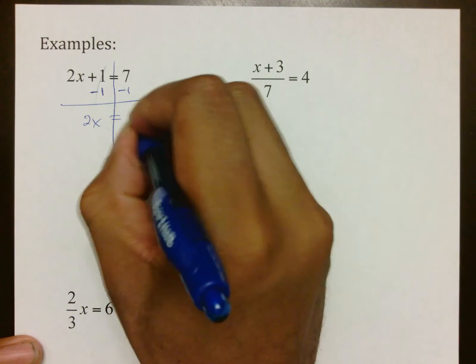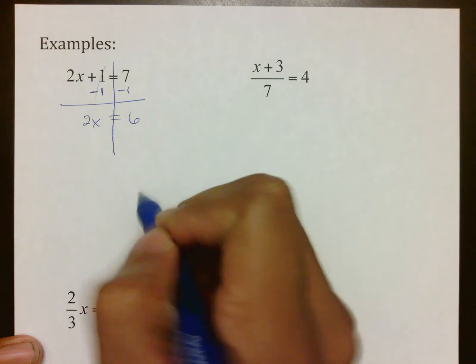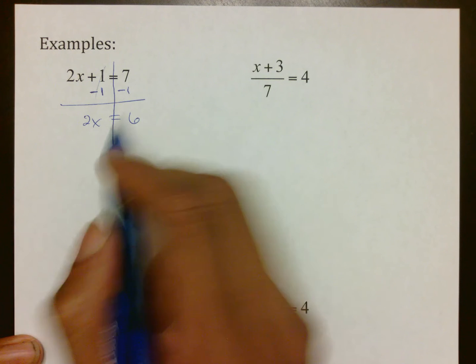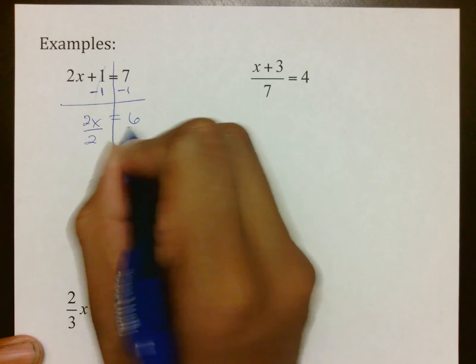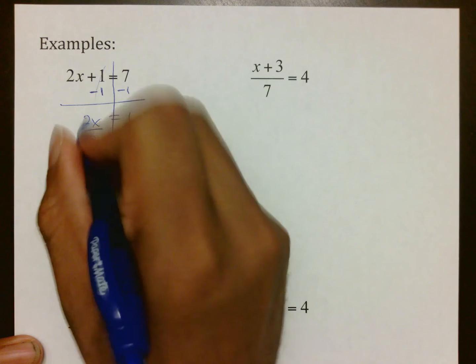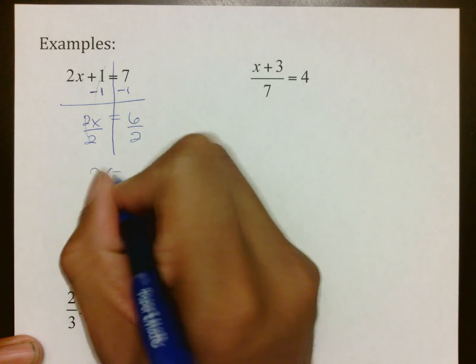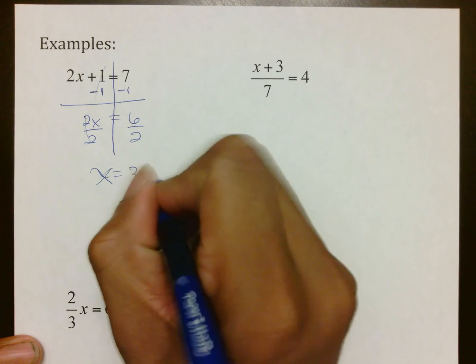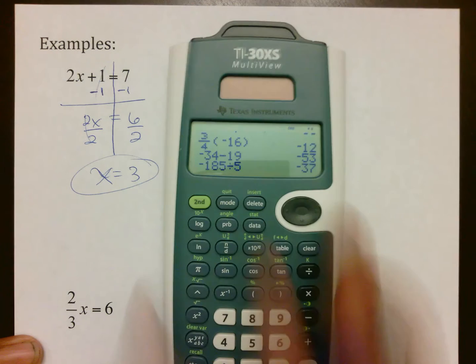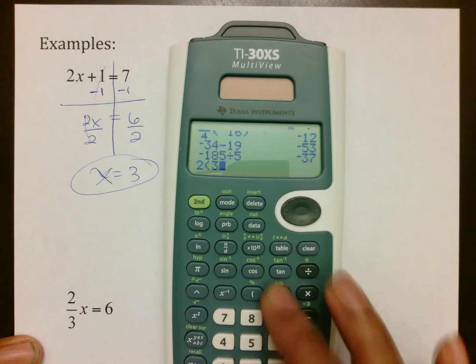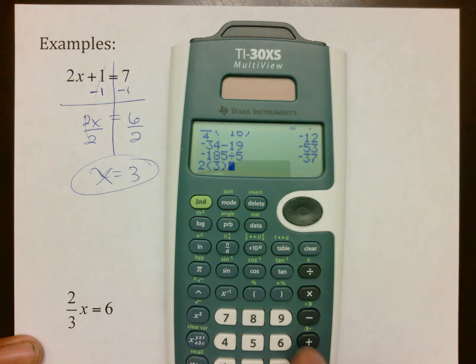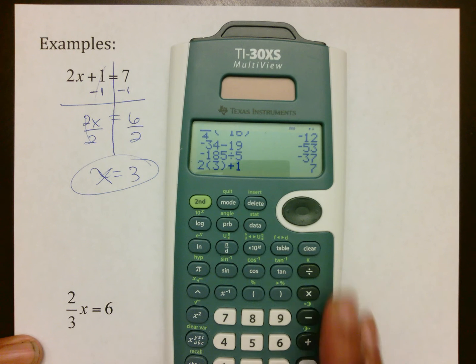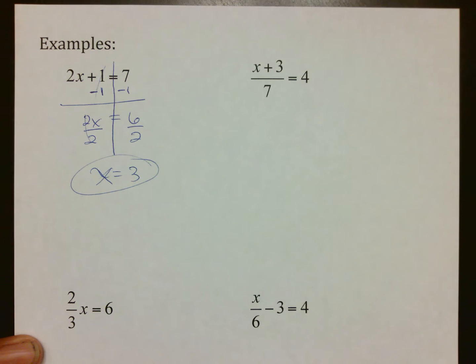2x came down, 1 went away, 7 minus 1 is 6. Now we have to get rid of this 2. This 2 is attached to multiplication, so we will use division to get rid of it. Those 2's cancel out, and x equals 3. Again, to check that out, you can simply go 2 parentheses 3, because that's what x is, plus 1, and make sure we get 7, which as you see we do, so I know I got it right.